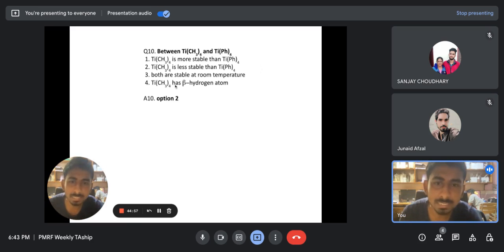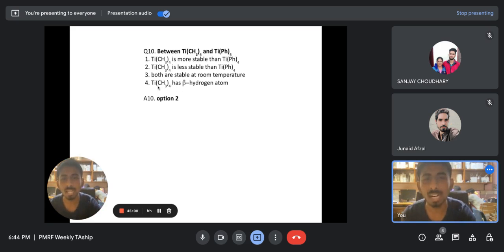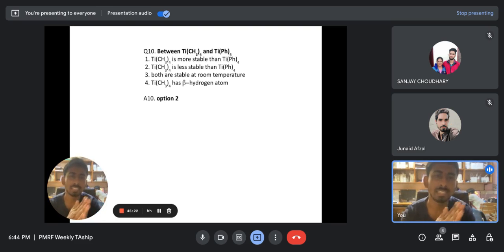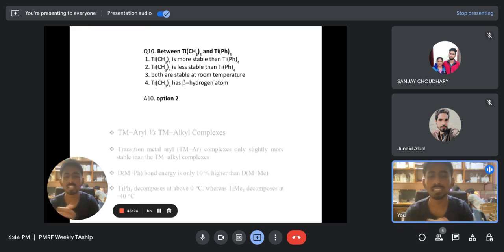You see, in the case of Ti(CH3)4, no beta carbon atom is present. So option 4 cannot be correct in any case, because it does not have a beta carbon, only one carbon is present. This is an alpha carbon in nature, so it cannot possess a beta hydrogen atom. Now option 2 is the correct one, which is Ti(CH3)4 is less stable than Ti(Ph)4. So here is the answer.